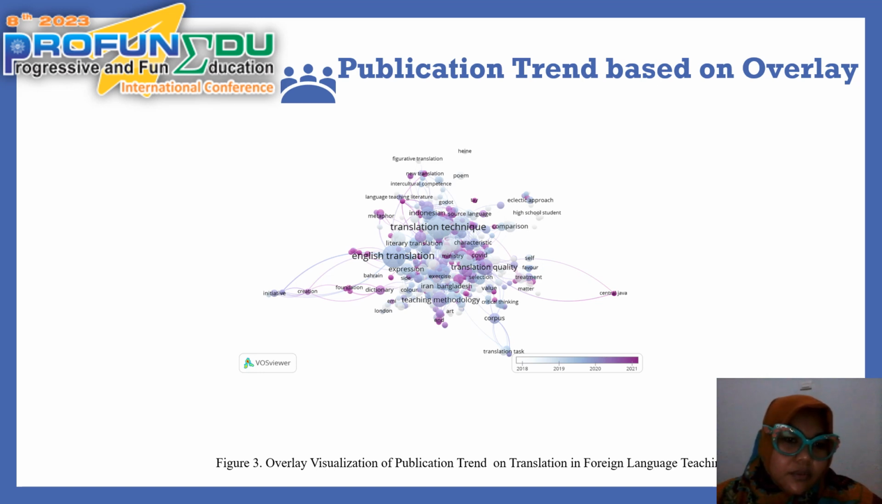In 2019, the publication topics frequently reviewed were constructive studies, translation classroom, translation activity, and translation techniques. In 2020, they were translation quality, language teaching and literature, teaching methodology, Indonesia, and also grammar translation method. In 2021, publication topics often studied were Central Java, Kavit, metaphor, foundation, creation, and dictionary.